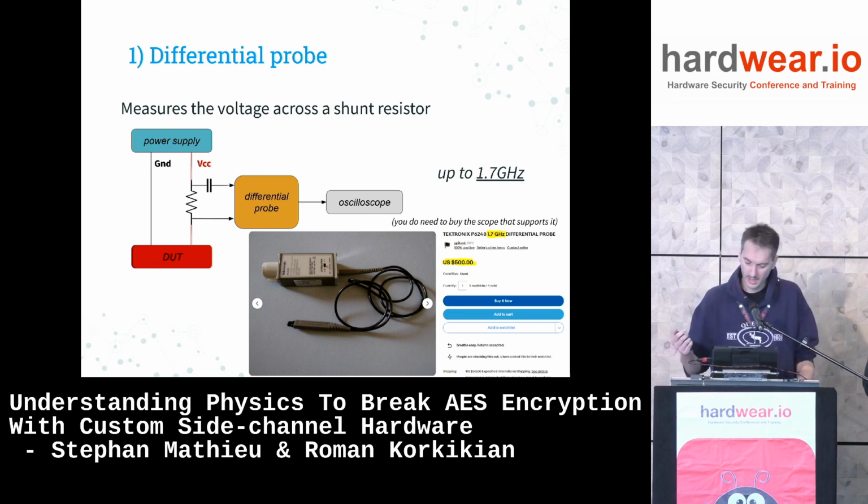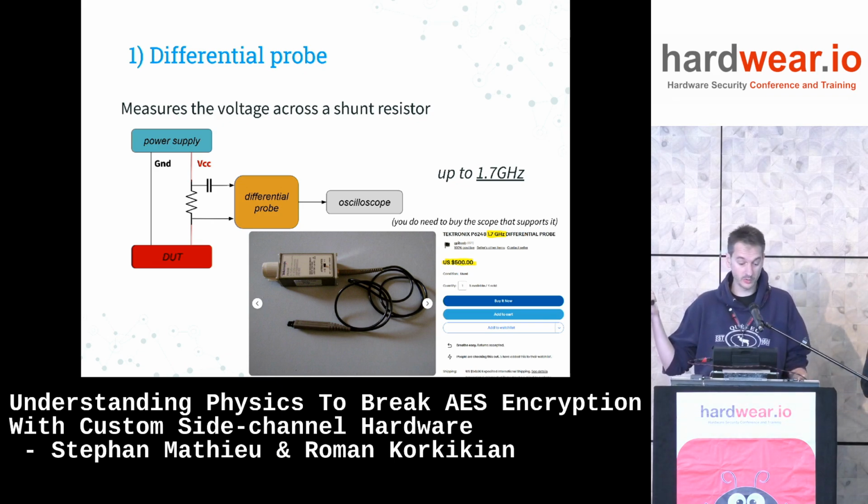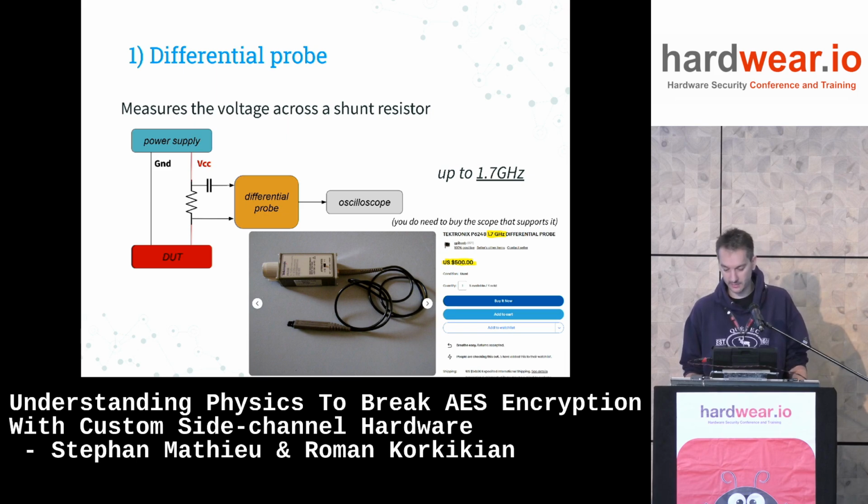So that's fine. Okay, so you have differential probes. In short, you put a resistor between the power supply and your device on the test. You measure the voltage across that resistance, and you connect it to your oscilloscope. They go up to 1.7 gigahertz, second-hand on eBay for $500, but you do need the fancy scope that comes with it. So the fancy scope is going to cost you a pretty buck.